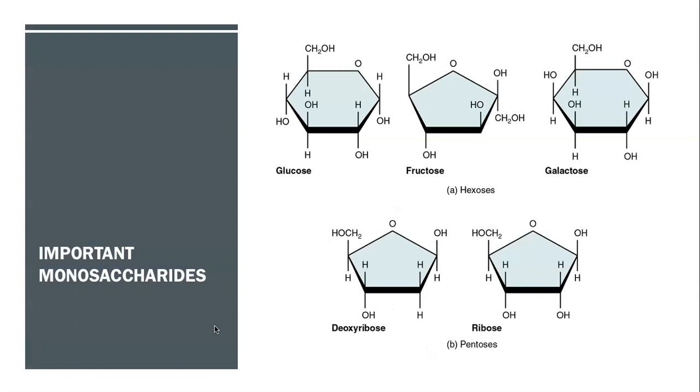So here are some important monosaccharides you may have heard before. Glucose is one of the best sources of energy for our cells, fructose, galactose, and these two are pretty important. They're the 5-carbon monosaccharides, deoxyribose and ribose, and we'll get into those just a little bit later.